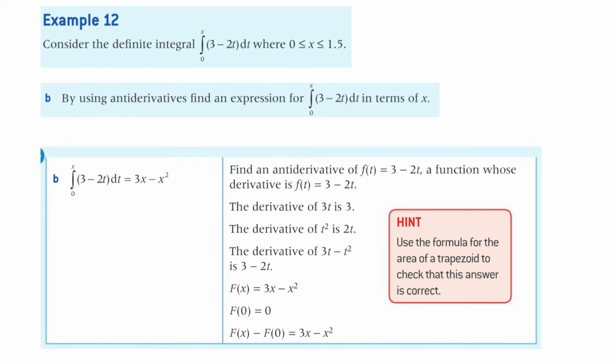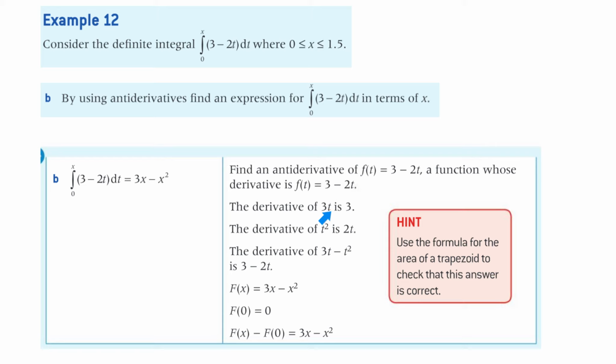Example 12 again, so it's the same example but question B. By using antiderivatives, find an expression for this definite integral in terms of x. Well, we take that function in there and we say, this is a derivative of something. What is the something? Okay, here are the steps. To find the antiderivative of that, basically you want to find out what is the function that would give that as a derivative. A function whose derivative is 3 minus 2t.